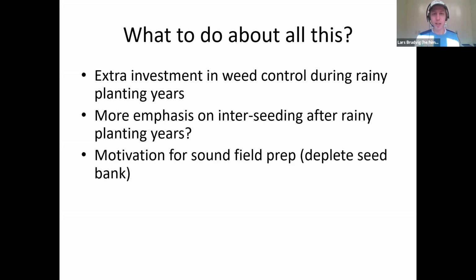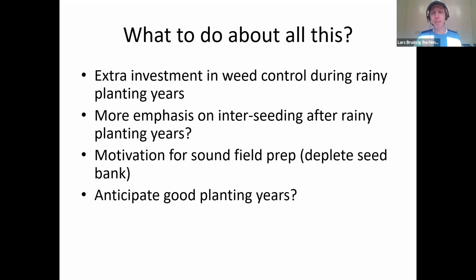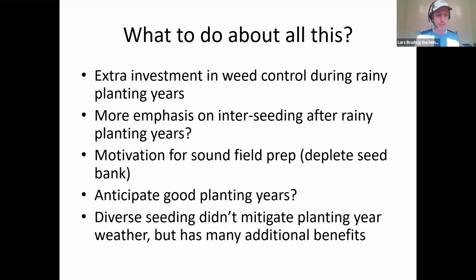Certainly this is, I think, strong motivation for sound field prep to deplete the seed bank, where I think the majority of these weedy plant species are coming from. I think it's curious to think about whether we can anticipate good planting years. And I realize it's a really complicated issue on a lot of fronts, ranging from the relative flexibility or inflexibility to shift resources depending on what weather conditions might be looking like in a particular year, and also the ability to even know that in the first place. But I think as some of these anticipatory climate models become better and better, this may start to become more and more of a possibility.